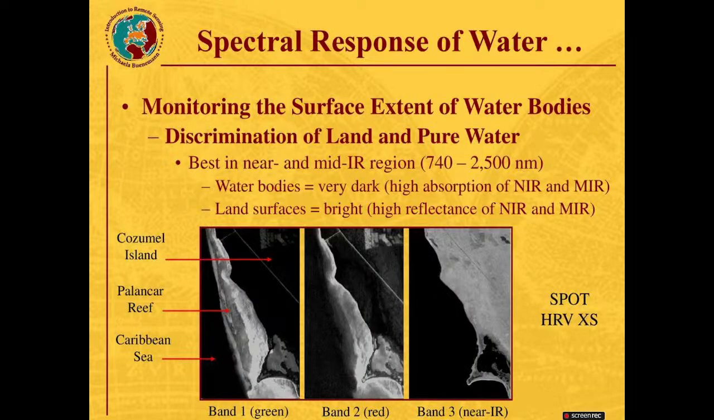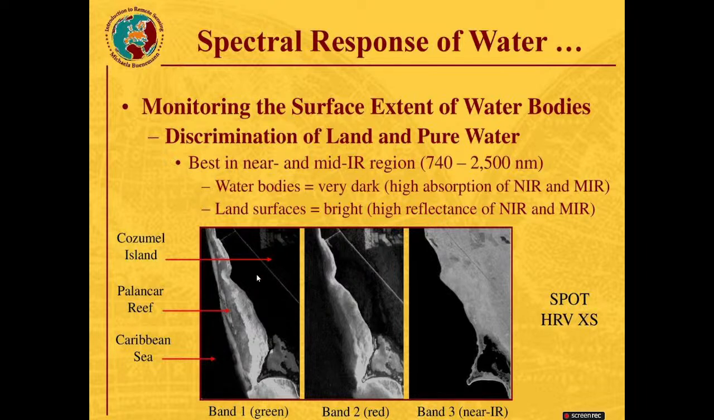So here we can do some monitoring of the surface extent of water bodies. You can see the discrimination of the land and pure water, basically based in the near and mid IR region. It is the best for monitoring the surface extent of water bodies, in this band of 740 to 2500 nanometers. And water bodies look very dark, like black, because of the high absorption of near infrared and mid infrared.